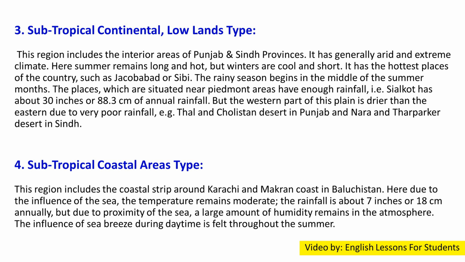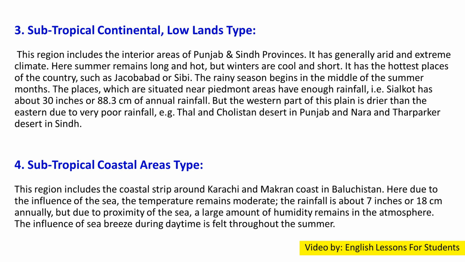This region includes the interior areas of Punjab and Sindh provinces. It has generally arid and extreme climate. Here, summer remains long and hot, but winters are cool and short. It has the hottest places of the country, such as Jacobabad or Sibi. The rainy season begins in the middle of the summer months.